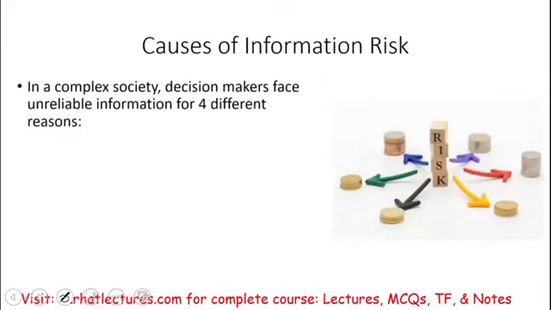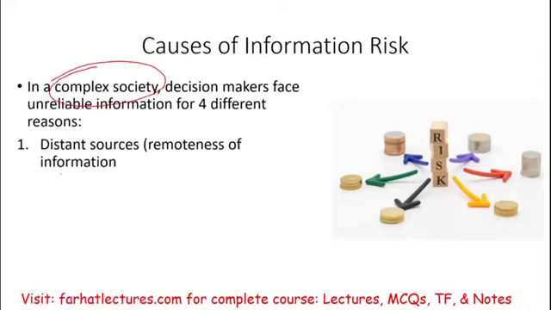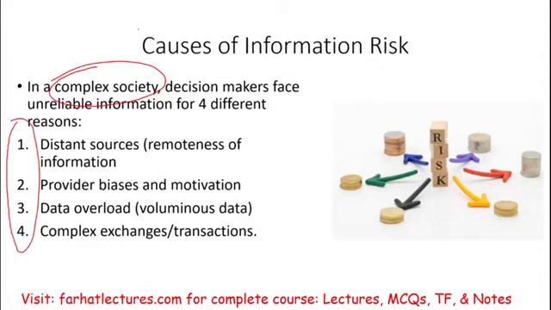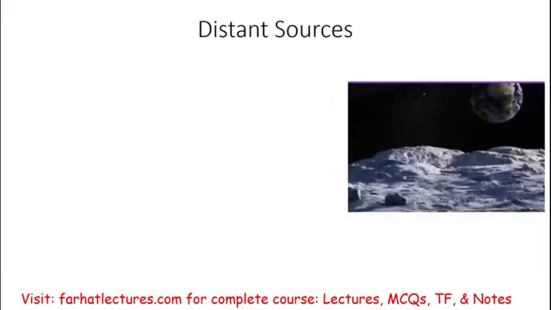There are 4 reasons why we have information risk. We have to establish that we live in a complex society, and the 4 reasons are: 1, distant sources, which is the remoteness of information; 2, the provider's bias and motivation; 3, data overload; and 4, complex transactions. If you know anything about Farhat, every time I have a list of items, I'm going to go over each item separately to explain how each one of these factors leads to what we call information risk. They're pretty self-explanatory, but it's worth looking at each one separately.